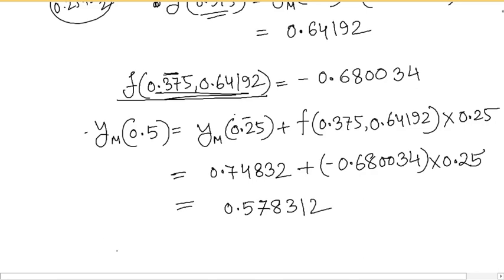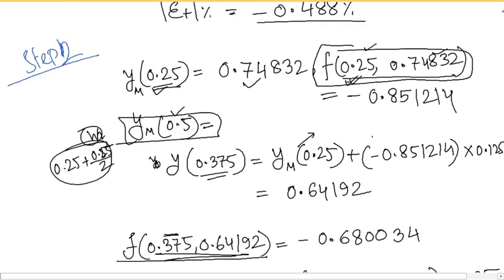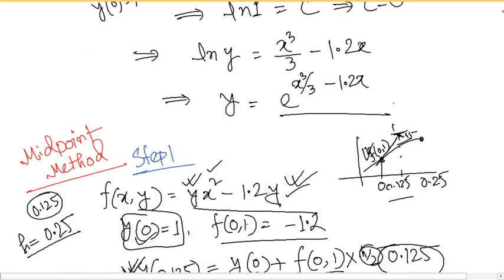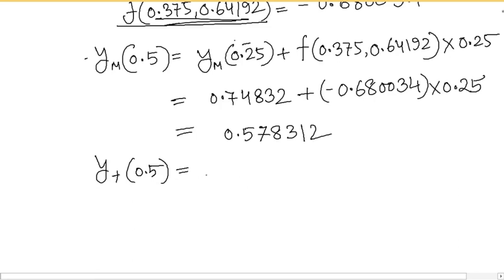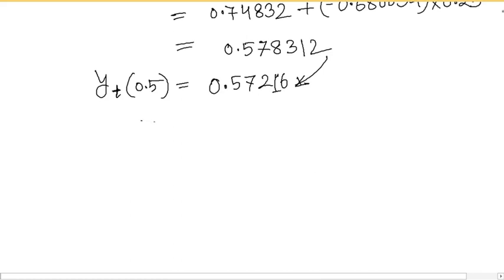The true value we can also calculate using the analytic solution that we have found here. Put the value of x as 0.5, then we'll get the value as 0.57216. Look, the midpoint assumption is very close to the true solution again. So if you calculate the percentage error here again, you'll get 1.075%.